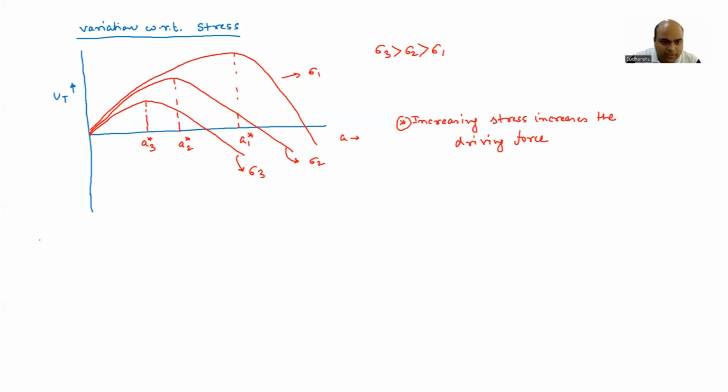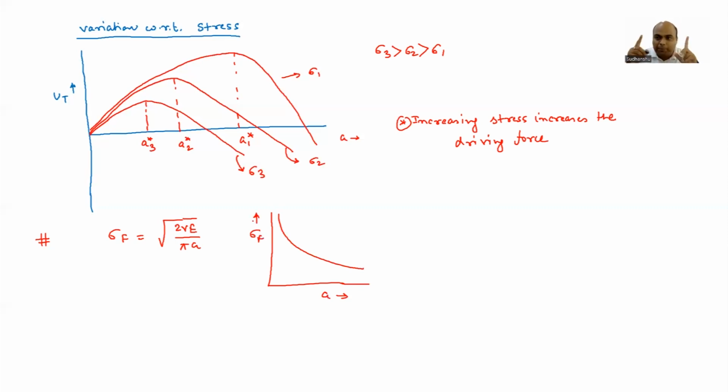Okay. One more relation, or observation. So we now know sigma f is root over 2 gamma e by pi a. So there is an inverse relationship between A and sigma f. So if I give you a plate, same concept we discussed with the stress concentration. If I have a plate, same width, W and W, and then I have one small crack here and then one big crack here. You see the relationship, right?